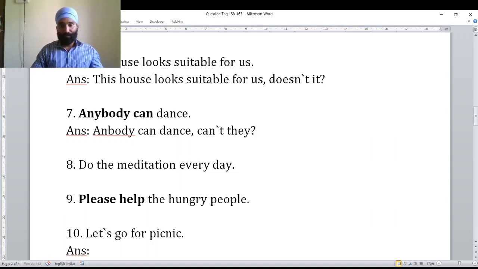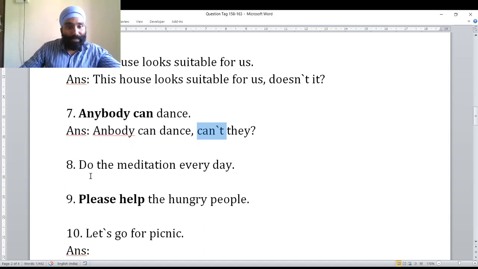they? So whenever indefinite pronouns like anybody, nobody, somebody come, always consider its pronoun as they. And the helping verb in the question tag will agree with they.